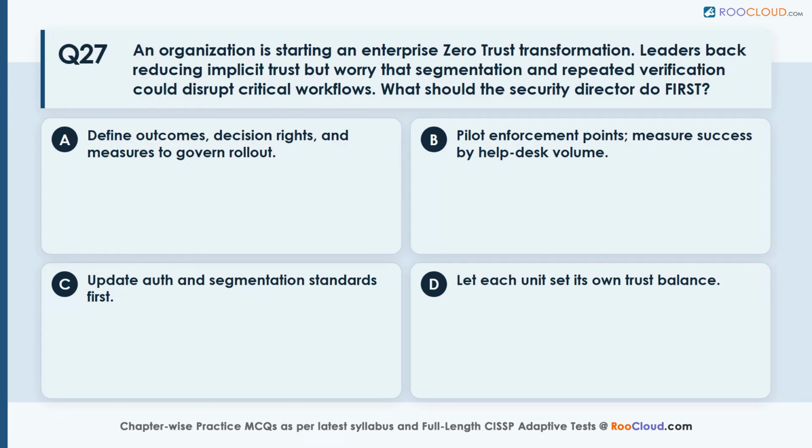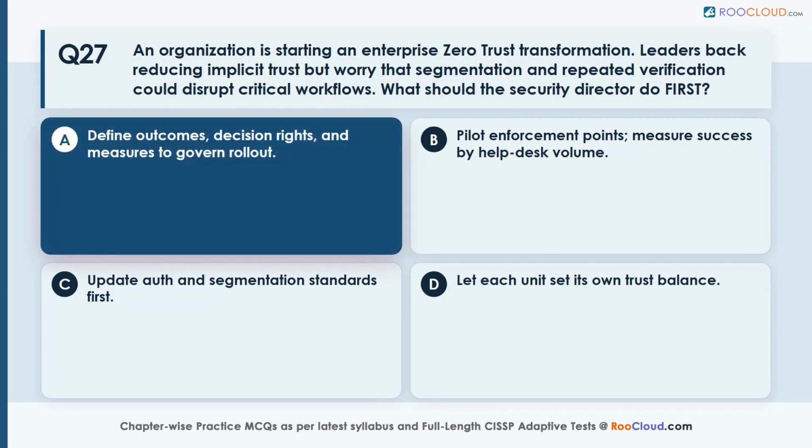Option B pilots enforcement points and measures success by help desk tickets. That builds before anyone agreed what success is. Option C updates the standards first. That sets technical direction before deciding who owns exceptions and how outcomes are measured. Option D lets each business unit set its own balance. That fragments the enterprise into inconsistent trust.